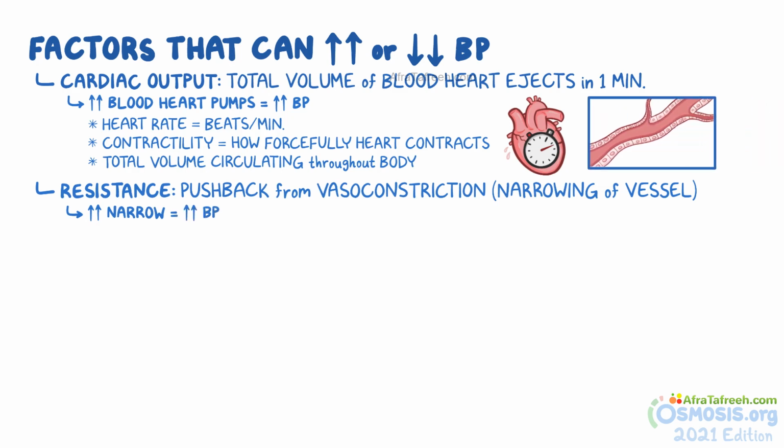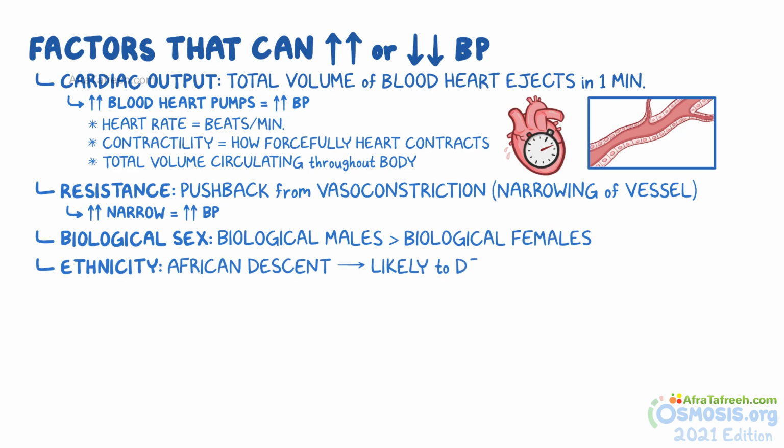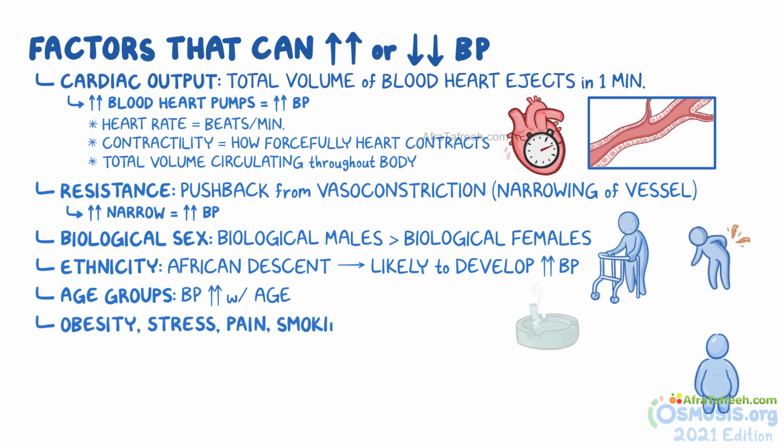Now, blood pressure may also vary depending on the biological sex, where biological males typically have a higher blood pressure than biological females, ethnicity, where people of African descent are likely to develop higher blood pressure, as well as different age groups, where blood pressure typically goes up with age. Other factors include obesity, stress, pain, smoking, and alcohol.